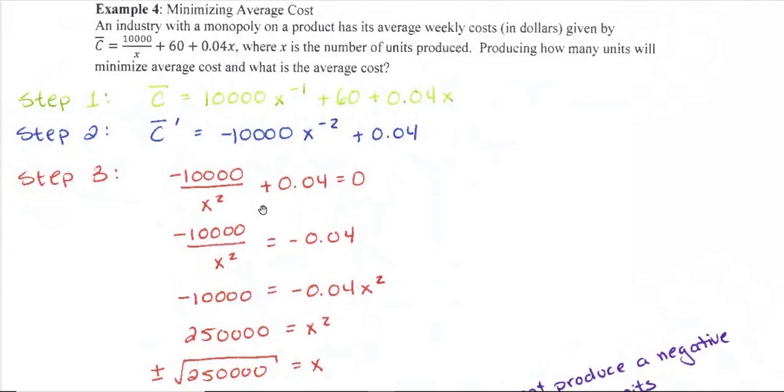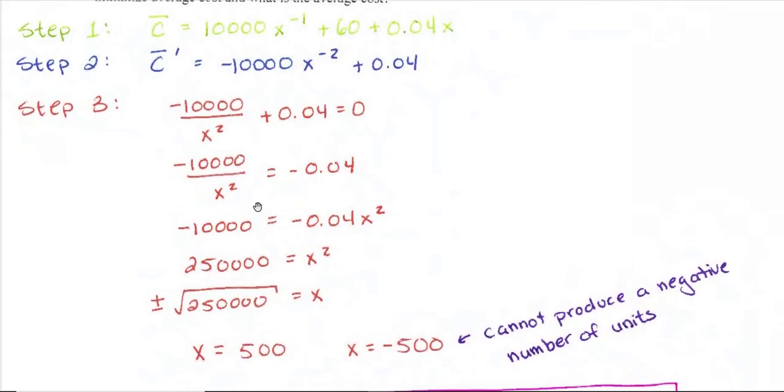Step 3, set that derivative equal to 0 and solve for x. So I will subtract that 0.04, multiply both sides by x squared to get that x squared out of the denominator, divide both sides by negative 0.04, and I get x squared equals 250,000.